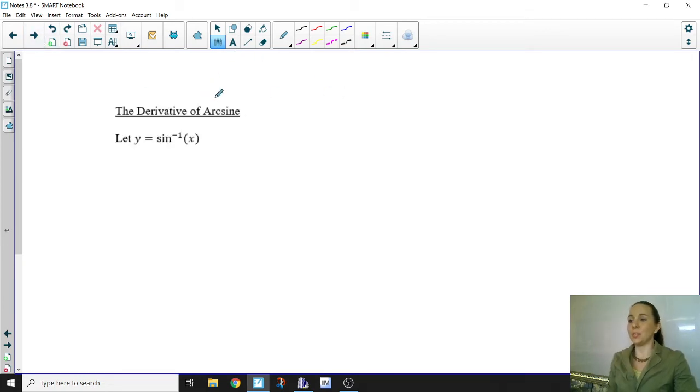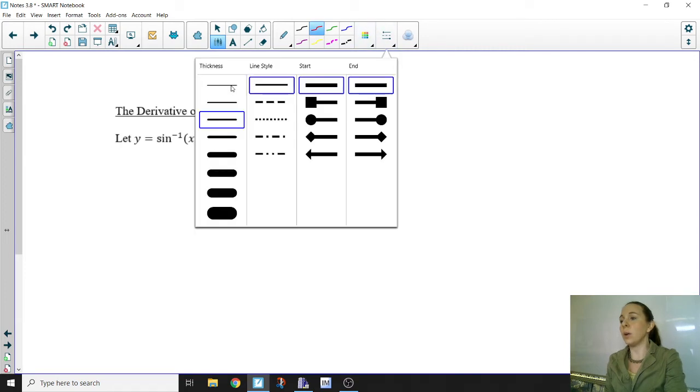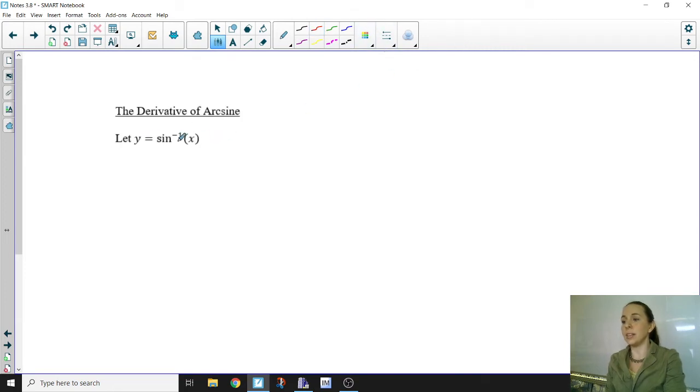Take a look at this. We are going to be doing the derivative of arc sine. Another way of saying that is the derivative of inverse sine. And so what you have as a starting point here is that function. Let y equal inverse sine of x. And we are going to try to differentiate it. However, you can't just say, I'm going to differentiate it, because we don't know what the derivative of inverse sine is. So our first step is to rewrite this in terms of sine.